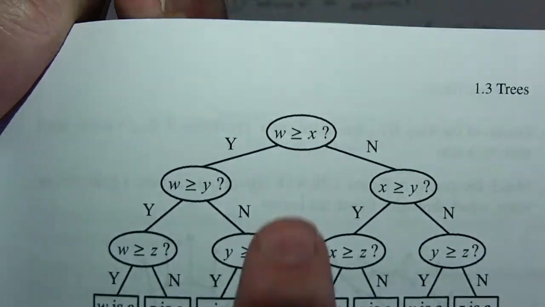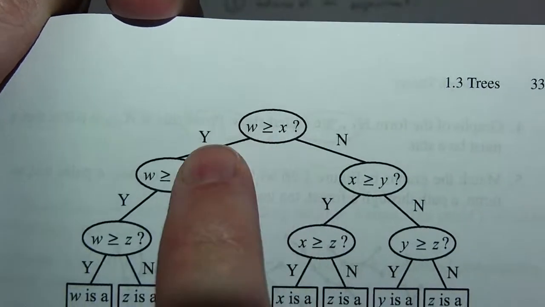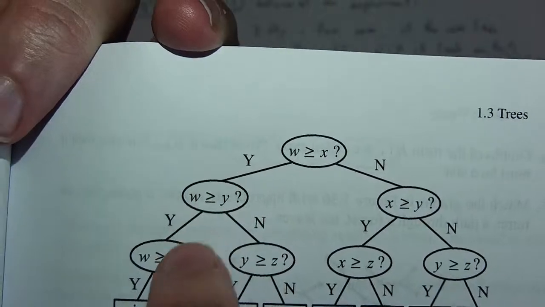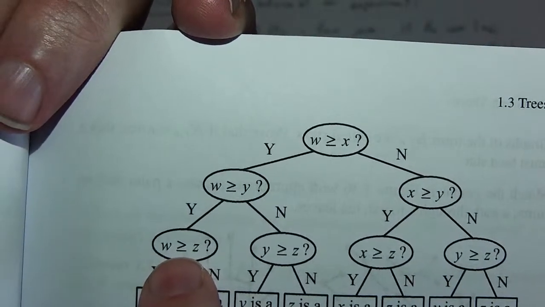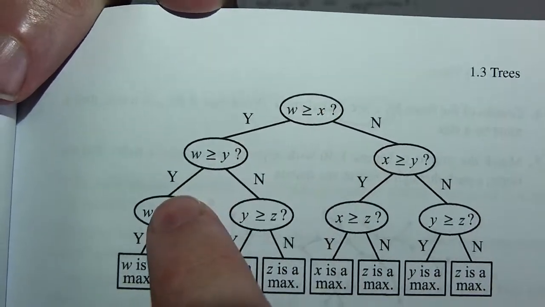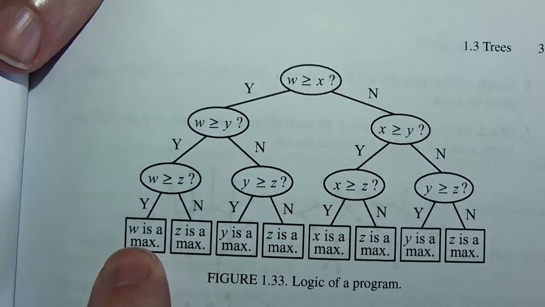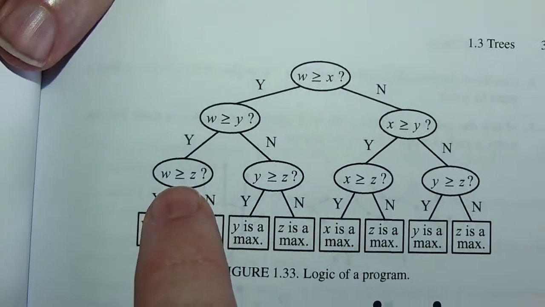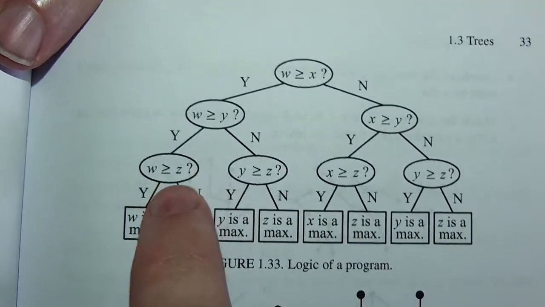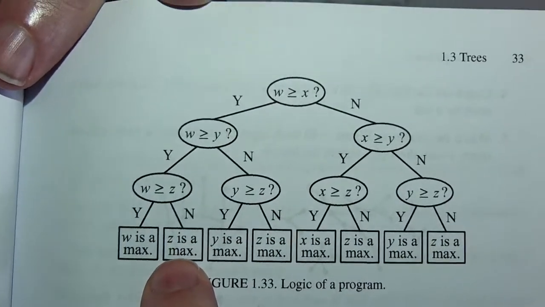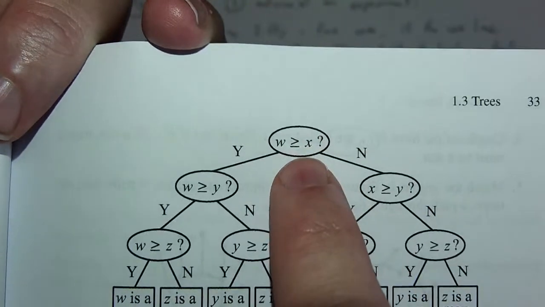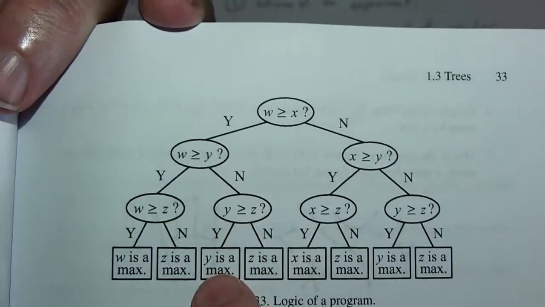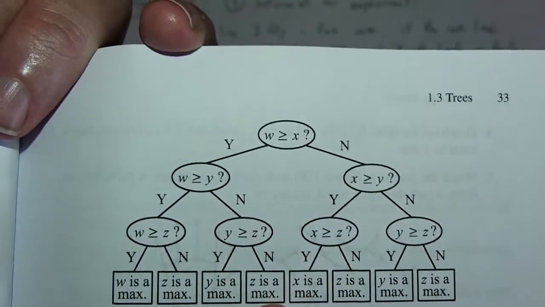So here's the question. First question, is w greater than or equal to x? Yes or no? If yes, is it greater than or equal to y? If yes, is it greater than or equal to z? If it is greater than or equal to all of x, y, and z, then it is the max. If I get to z and w is greater than or equal to x, greater than or equal to y, but not greater than or equal to z, which means z is strictly greater than w, this means that z is the max. If w is greater than or equal to x, but not greater than or equal to y, and if y is greater than or equal to z, then y is the max. If it's not, then z is the max.